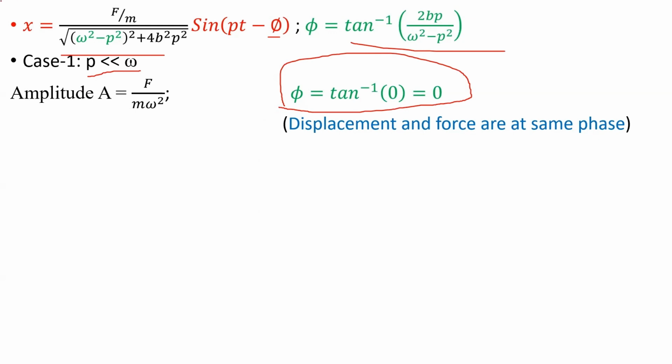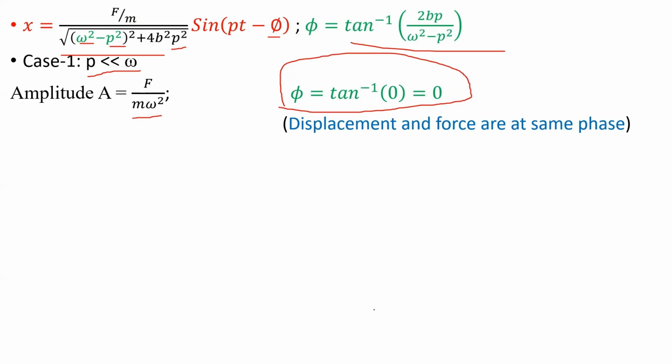So in this case, what happened here? p is much less than omega, so the p value is very small. So p square can be neglected when compared with omega square. Then if you neglect p square here, what will you get? Omega square whole square under the square root. So square root and square will cancel. Remaining terms are already neglected. Then that becomes f by m omega square as the value.